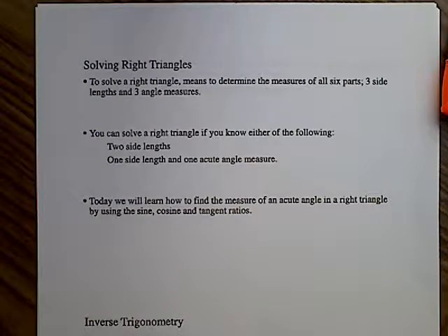Today we're going to continue with trigonometry and we are going to focus on how to find angle measure, or more specifically the acute angle measure in a right triangle when you're given the length of two sides.